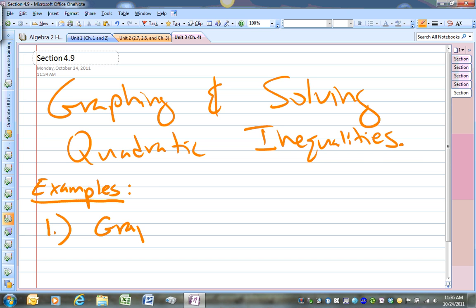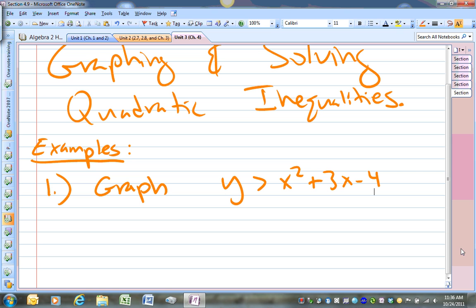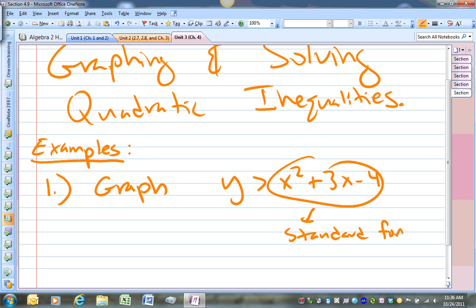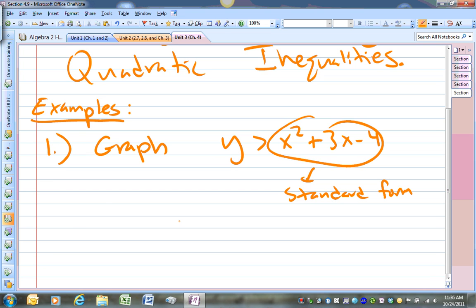So, pretty simple. I'm going to ask you to graph y is greater than x squared plus 3x minus 4. Because this is standard form, we'll need to find the x-coordinate first of the vertex, which again is negative b over 2a. So it's negative 3 over 2 times 1. So you get negative 3 halves.